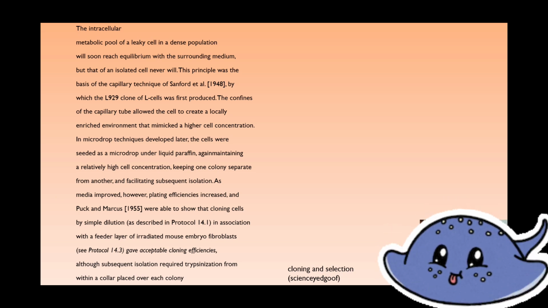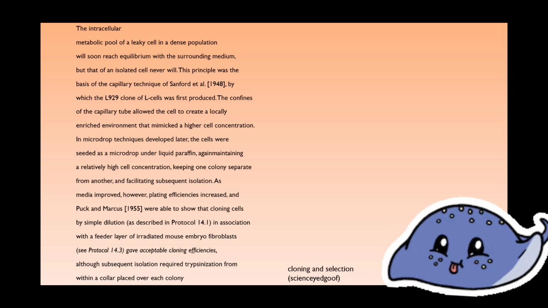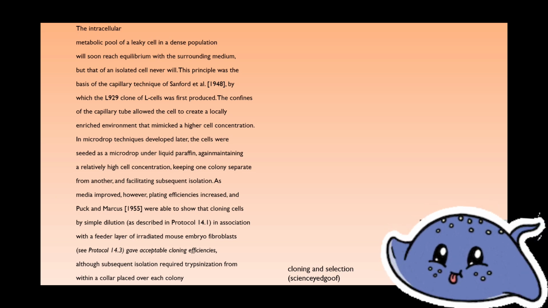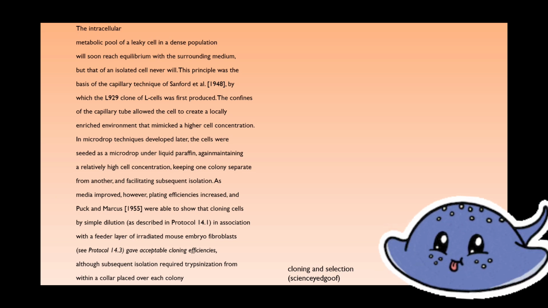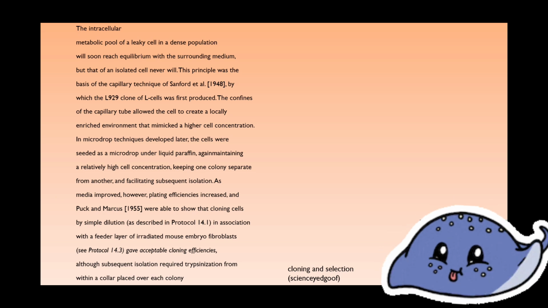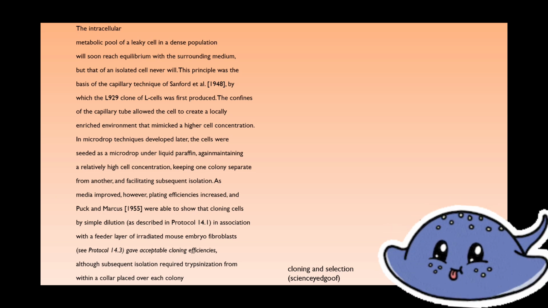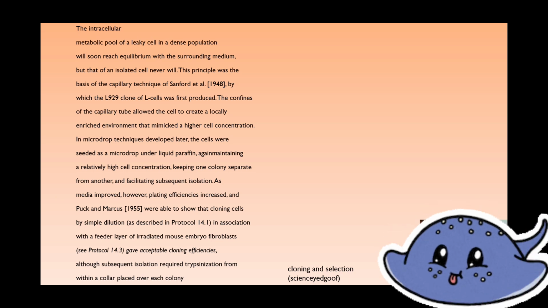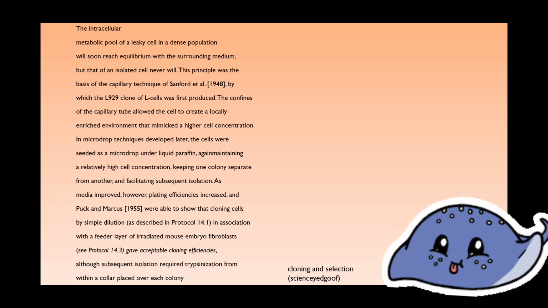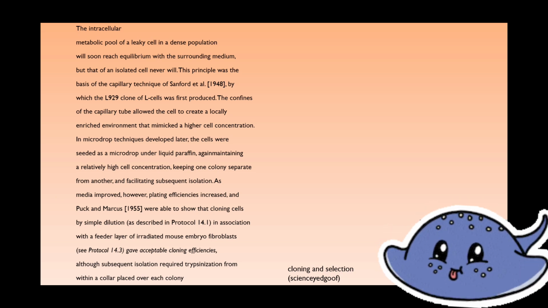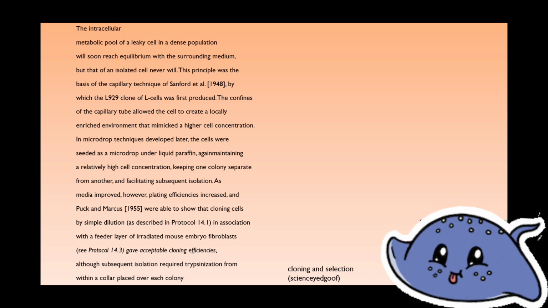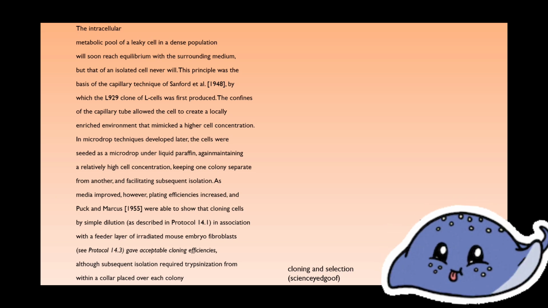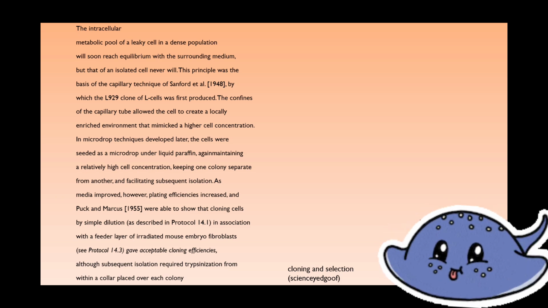Puck and Marcus, in the year 1955, showed that cloning cells, even by simple diffusion, along with feeder layers of irradiated mouse fibroblast cells to give extra nutrition to the medium, gave very good cloning. But after that, you had to do trypsinization in order to separate the different colonies after they grew.